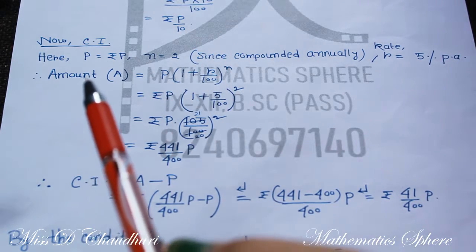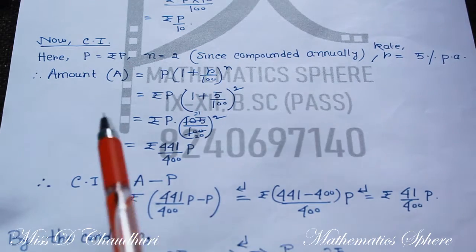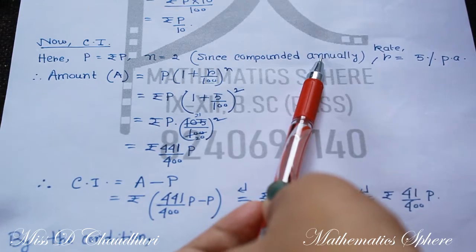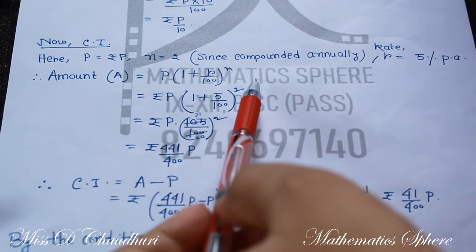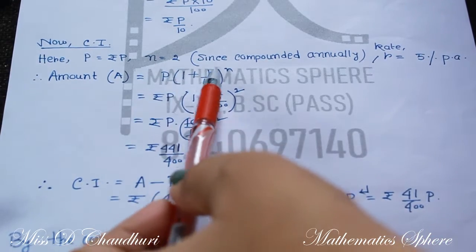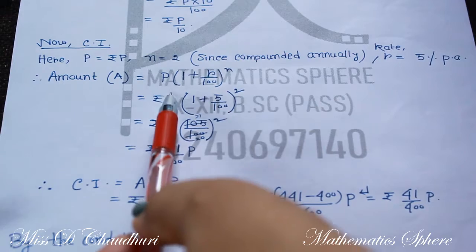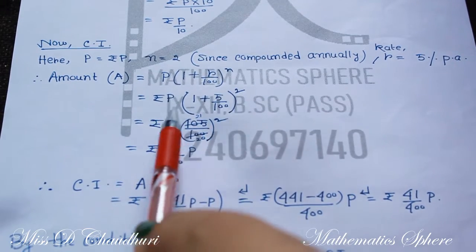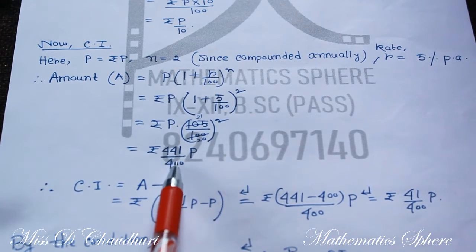There is no problem that a difference is given. Difference, addition, whatever is given, that is not the case. You will have to see what type of compounding is done. Now the rate is 5% per annum. Now you put everything in the formula. So amount equals P into (1 plus R by 100) whole to the power N. So we have P into (1 plus 5 by 100) whole squared. After we cancel, we will get 441 by 400 P.